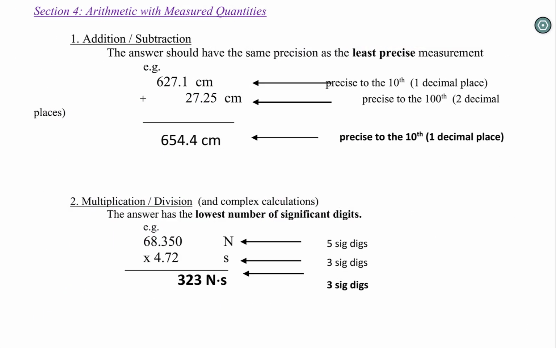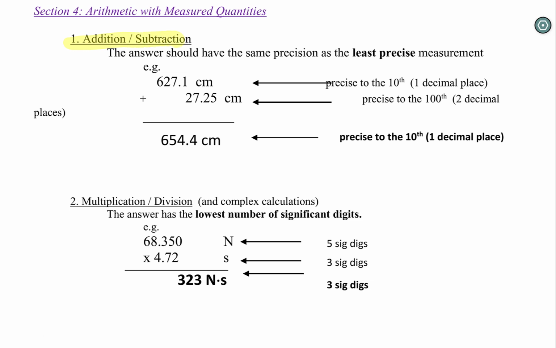In our next section, we're going to look at arithmetic with measured quantities. Essentially, we're going to look at figuring out the number of significant digits when we are adding, subtracting, multiplying, or dividing numbers which have different numbers of significant digits. So the first one we're going to look at is addition and subtraction.